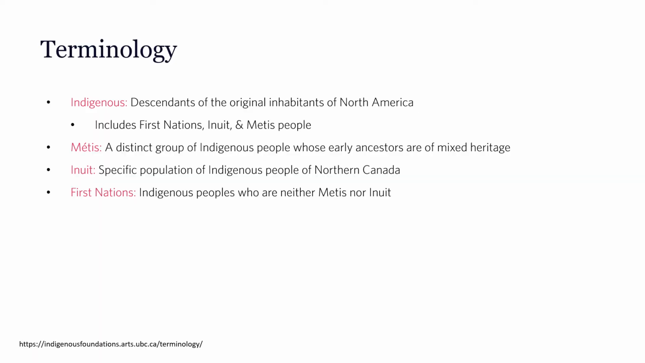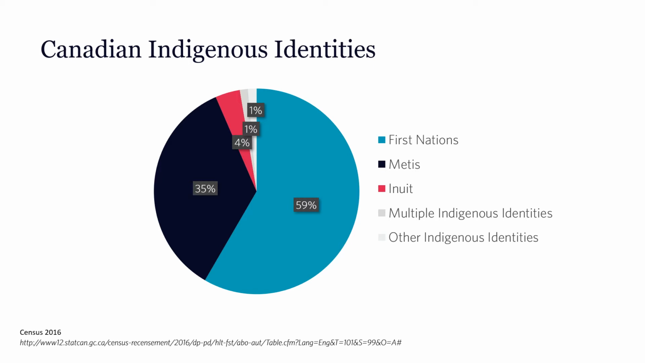The term Indigenous refers to the descendants of the original inhabitants of North America. This includes First Nations, Inuit, and Métis people. The Métis people refers to a distinct group of Indigenous people whose early ancestors are of mixed heritage. The Inuit refers to a specific population of Indigenous peoples of northern Canada. And the term First Nations refers to Indigenous people who are neither Métis nor Inuit. 59% of Indigenous peoples in Canada identify as First Nations, while 35% identify as Métis, and 4% identify as Inuit.